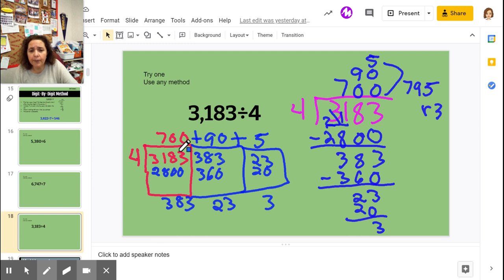Same way here. So you can look at it yourself here. I did it the same way, and I still would have gotten the same thing. And if you did digit by digit, you should still get 795, remainder 3.